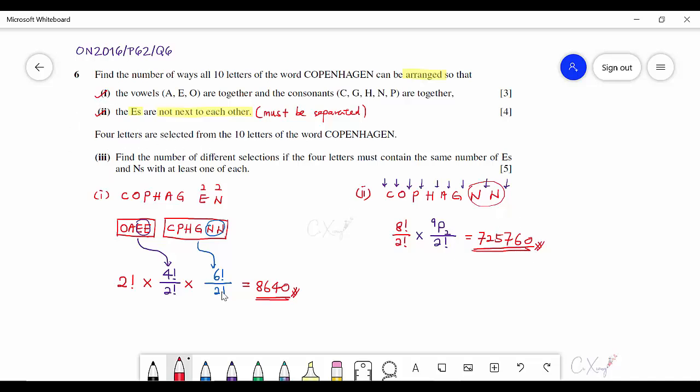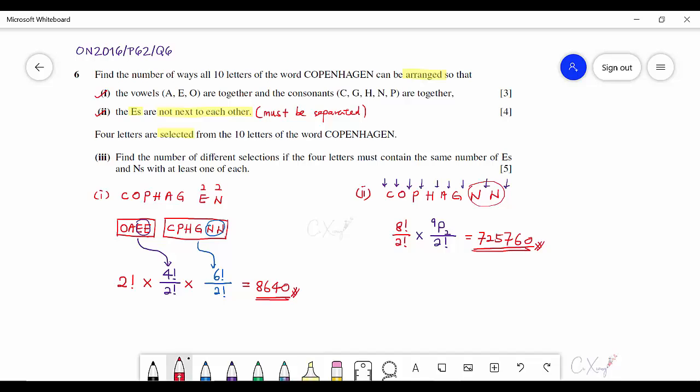4 letters are selected. Okay, so now please highlight the word selected. So again, selected means you should use the combination method to solve it later, which is nCr. Okay, so 4 letters are selected from the 10 letters of this same word here. Find the number of different selections if the 4 letters must contain the same number of E and N with at least one of each.